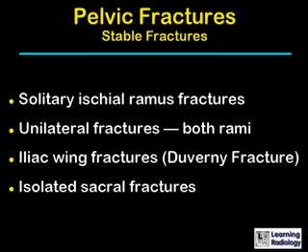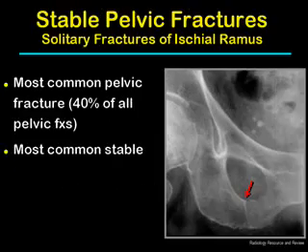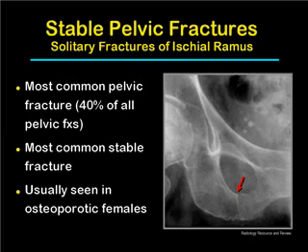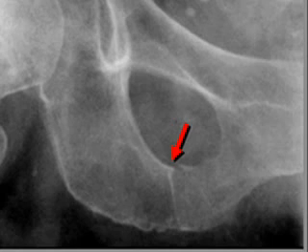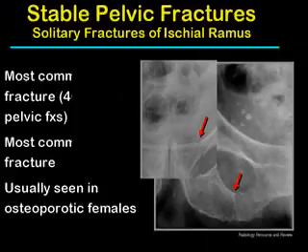The stable fractures we're going to talk about are a solitary fracture of the ischial ramus, unilateral fractures to both rami, iliac wing fractures, also called DeVerney fractures, and isolated sacral fractures. Solitary fractures of the ischial ramus are the most common of all pelvic fractures, occurring in about 40% of all pelvic fractures. They are also the most common stable fracture. They are usually seen in osteoporotic females. They are frequently called insufficiency fractures, and the red arrow is pointing to a sclerotic line, which is frequently the only finding, at the site of the fracture of the ischium or the inferior pubic ramus.